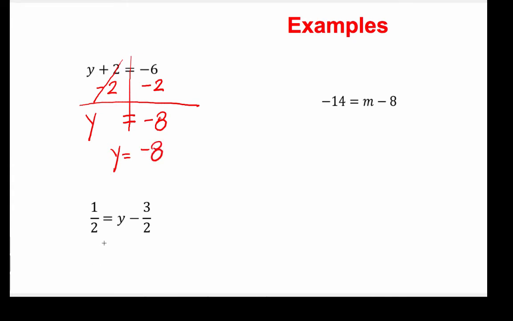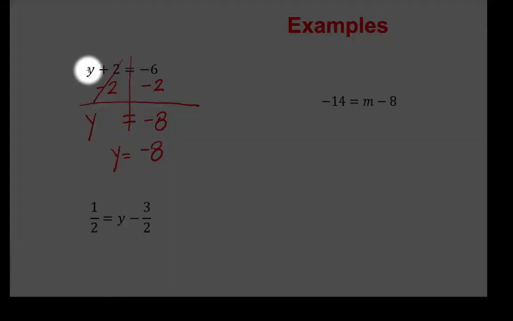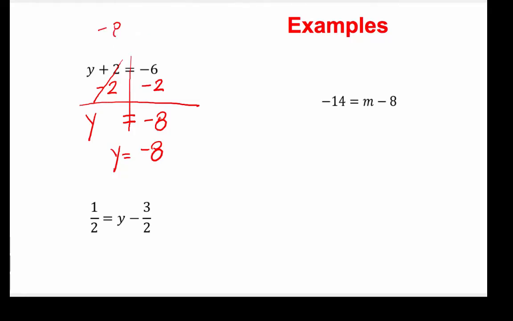And one thing that we can always do is go back to our original problem and substitute our solution in for our variable y here. Put negative 8 in. Negative 8 plus 2 equals negative 6. Is that a true statement? Well, negative 8 plus 2 is negative 6. Negative 6 equals negative 6. So we know that's our solution.